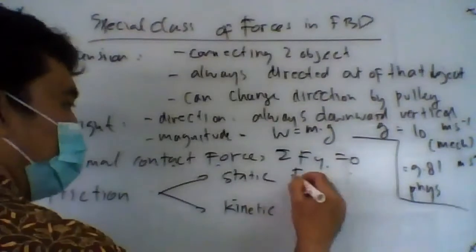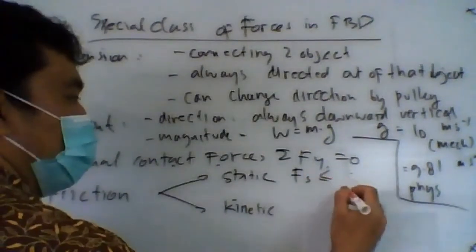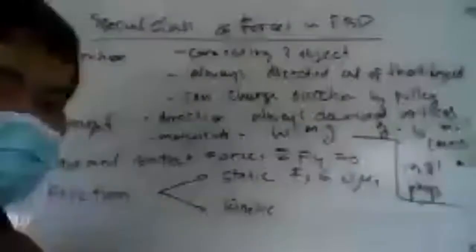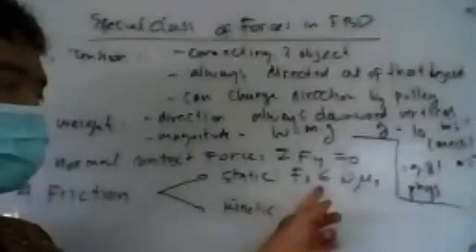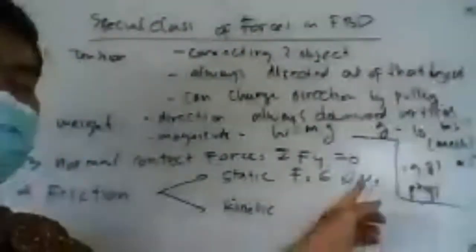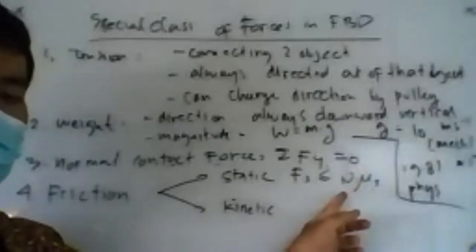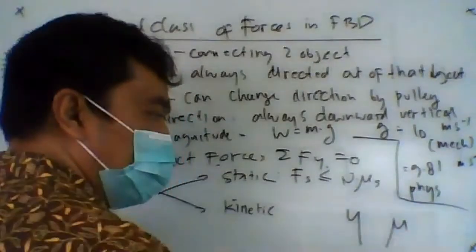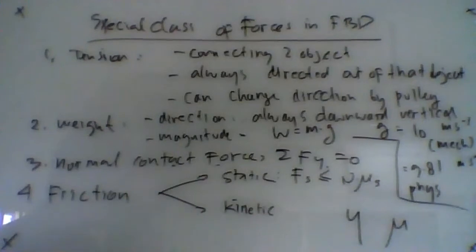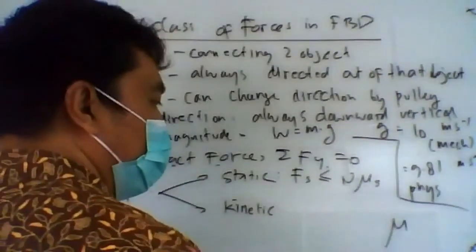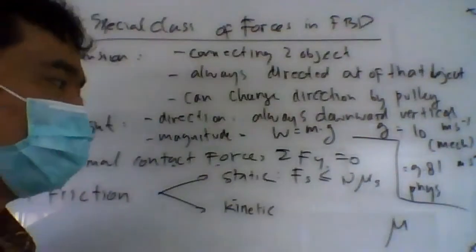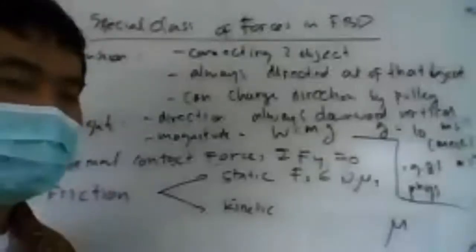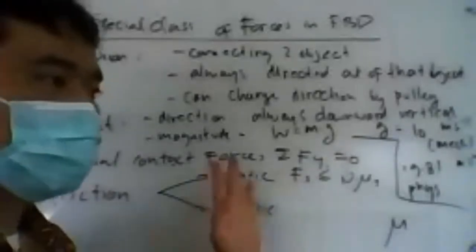We call it F static, and the value is less than or equal to N times mu static. Fs is less than or equal to N times mu static. So mu static, this is the letter mu. It looks like y here, but the long tail is before it. This is the Greek letter mu. That is the symbol for the coefficient of friction. The friction here is going to increase as the force that tries to move the object is also increasing.